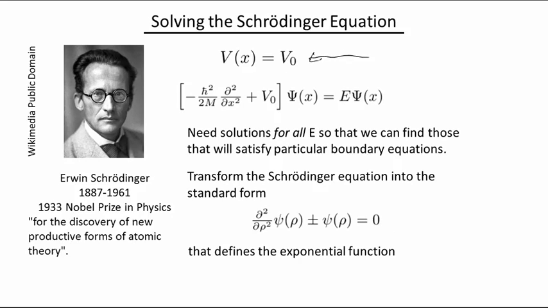Right, so let's start with the constant potential. We just take V of x to be a constant. And so here's the Schrodinger equation. Now, the point is, we want to find solutions for any value of the energy. We want to find a general solution valid for all energies, because then, with such solutions in hand, we can find the particular solutions that we need to satisfy boundary conditions. You'll see why this is important in a moment.